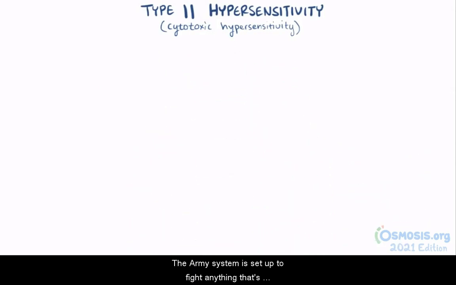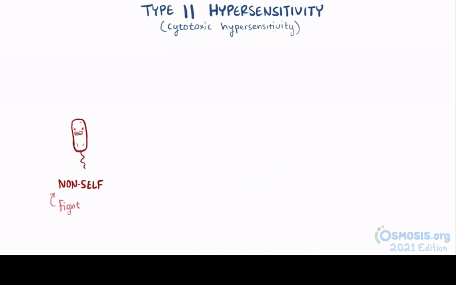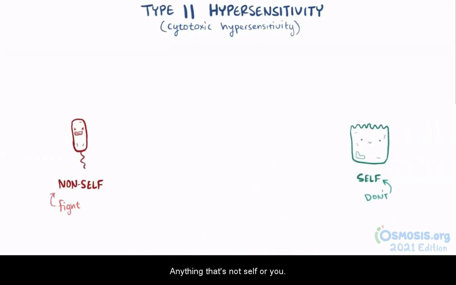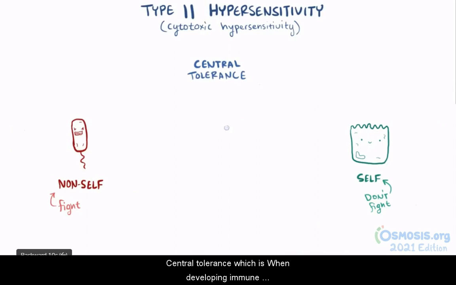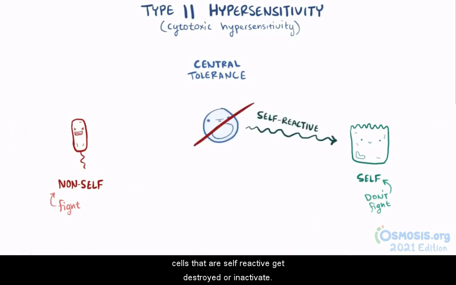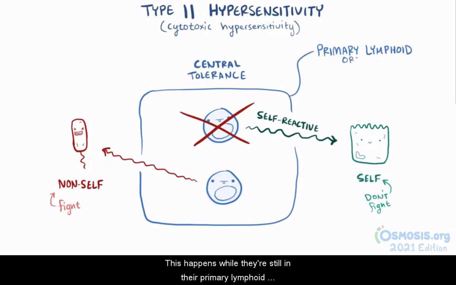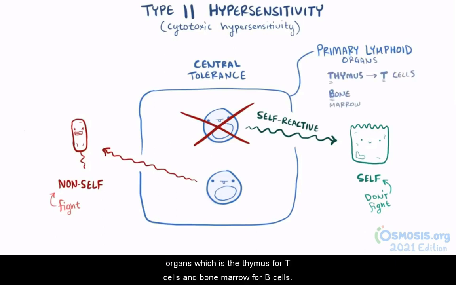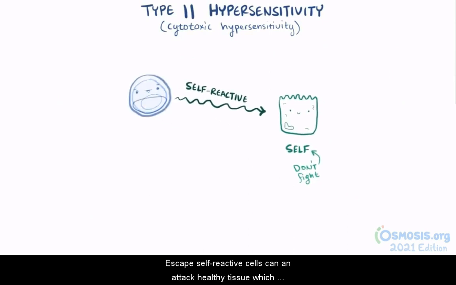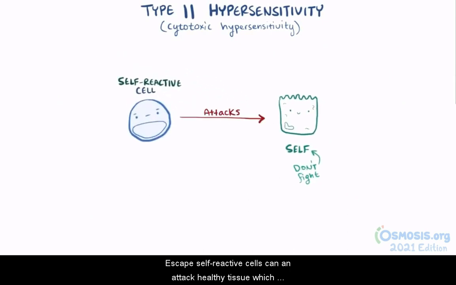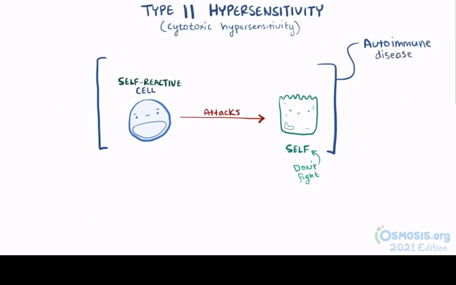So our immune system is set up to fight anything that's considered non-self, right? Anything that's not self, or you. This works in large part because of a process called central tolerance, which is when developing immune cells that are self-reactive get destroyed or inactivated, whereas immune cells that aren't are allowed to survive. And this happens while they're still in their primary lymphoid organs, which is the thymus for T cells and bone marrow for B cells. This process, though, isn't perfect, and some self-reactive B and T cells will escape. These escaped self-reactive cells can then attack healthy tissue, which results in an autoimmune disease.